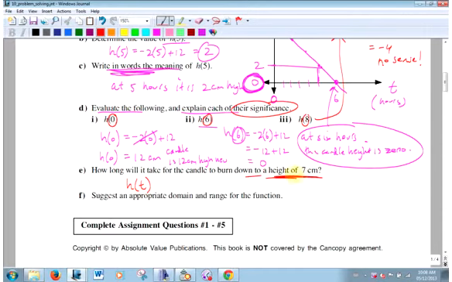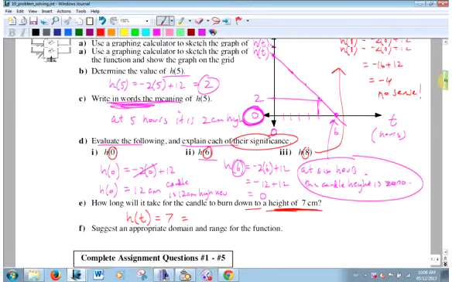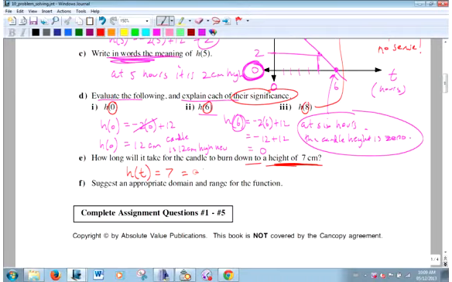How long will it take to burn down to a height of 7? I don't know what t is. That's the value of this function, right? What was it again? Minus 2t plus 12, okay? There's only one of two things we can do: we can give you the value of x and say find the value of the function, or we give you the value of the function and say find x. This is the latter. I'm telling you what the height is. We want to solve this for t. See the difference?